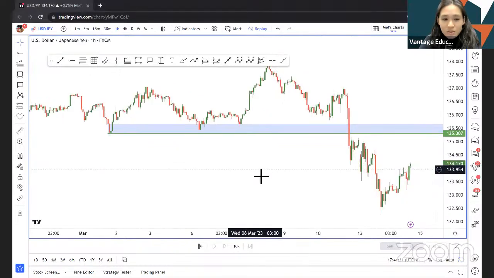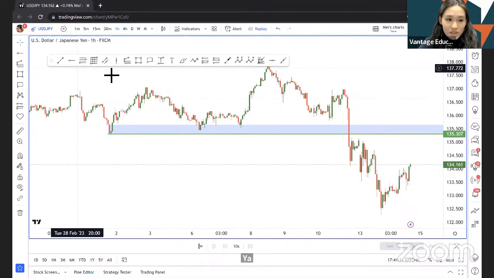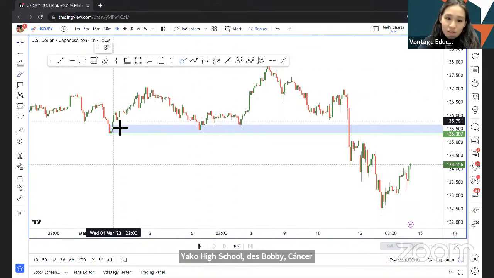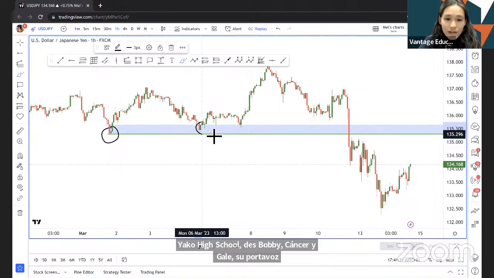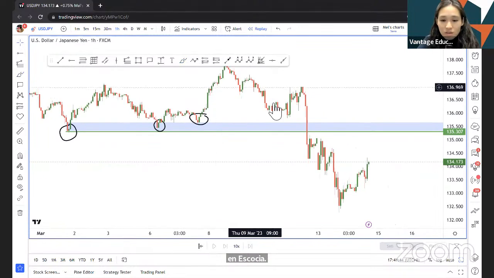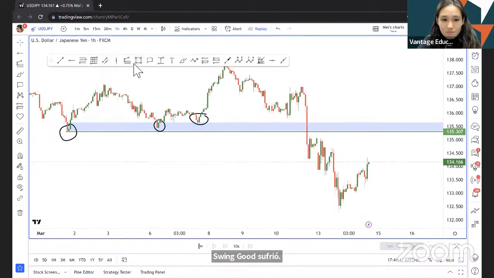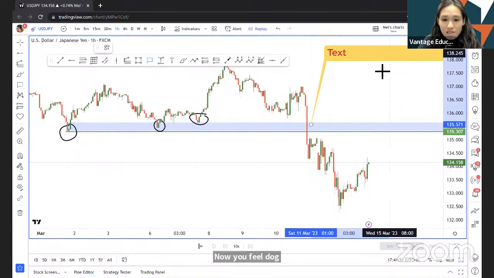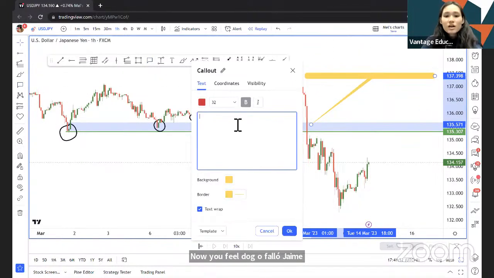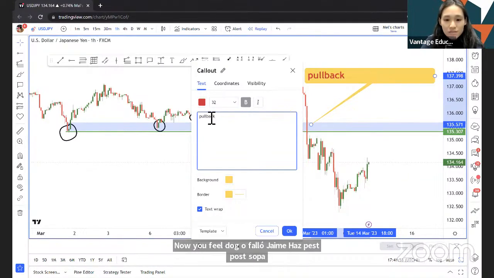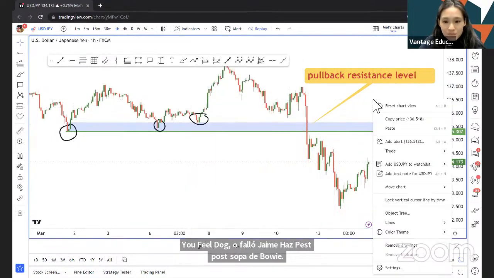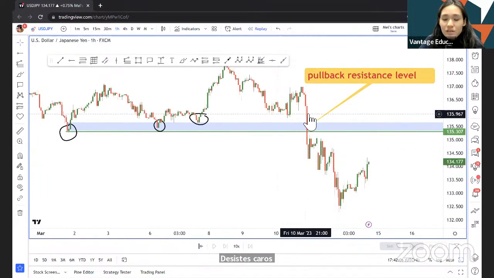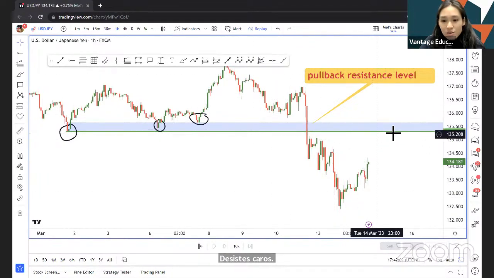Yes, this would be considered a valid support level, and it's also a pretty significant level since we have 1, 2, and 3 swing lows over here. Now, if we look over here, price passed this support level, now making it a pullback resistance level. Why? Because we are expecting it to rise back up to this level.